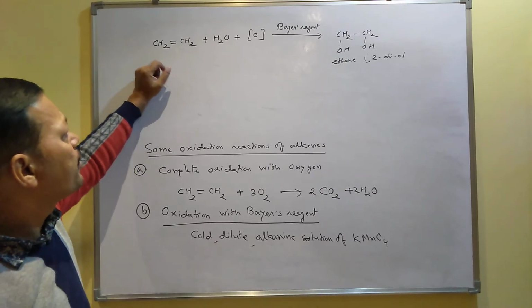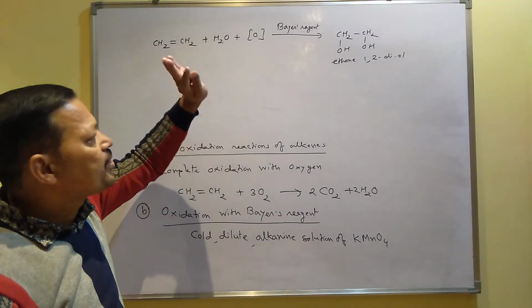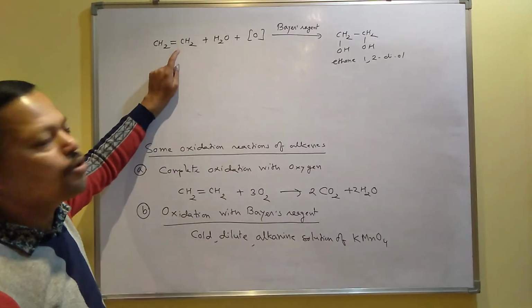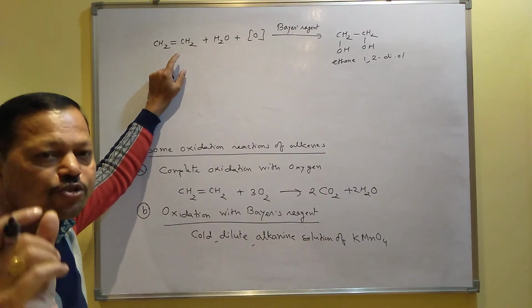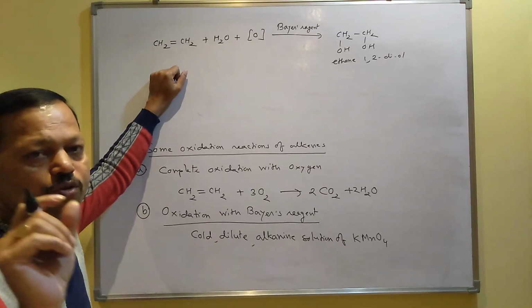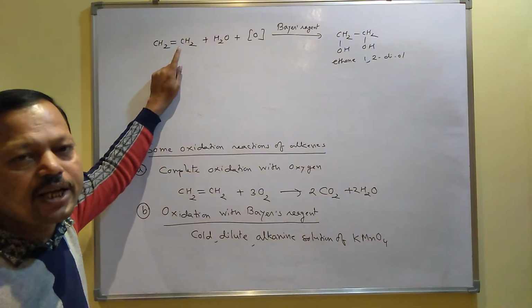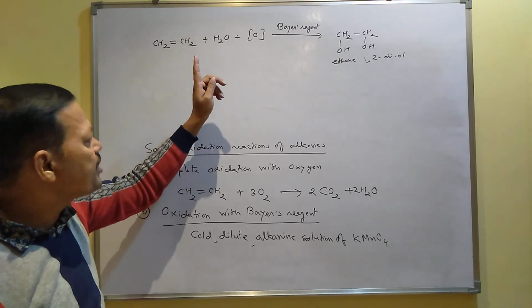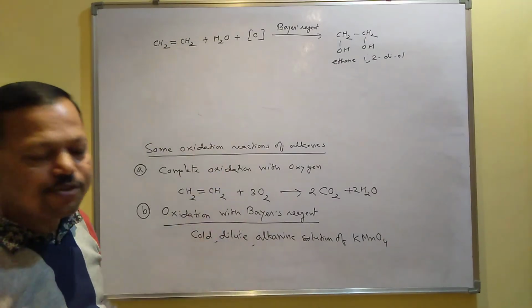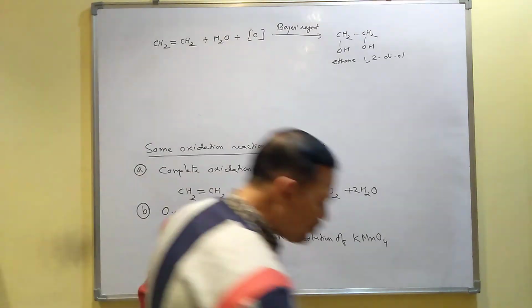So that is why this reaction is used as a test for unsaturation, whether a compound is saturated or unsaturated. To find that out, you can carry out this reaction. So this reaction is called oxidation of alkene in presence of Bayer's reagent.